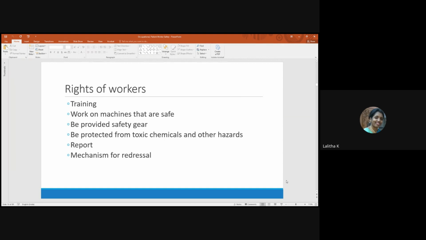Now, workers themselves have rights. There are different rights of workers which we need to keep in mind. The right of workers to be trained, so they need to be properly trained. And they have the right to work on machines that are safe, and the right to be provided safety gear, and the right to be protected from toxic chemicals and others, and a reporting mechanism for redressal.